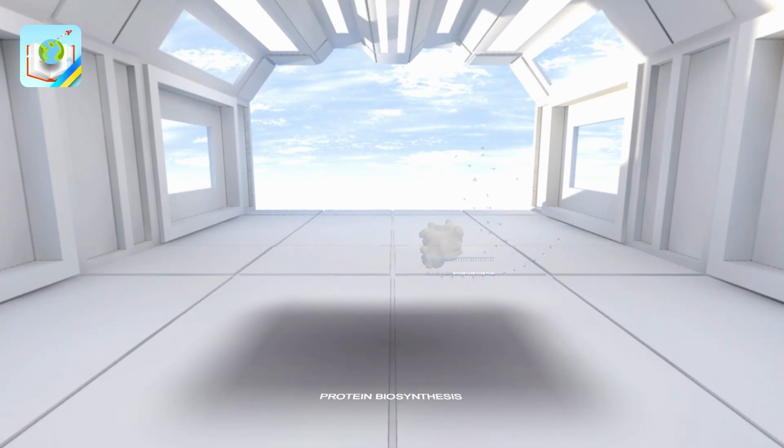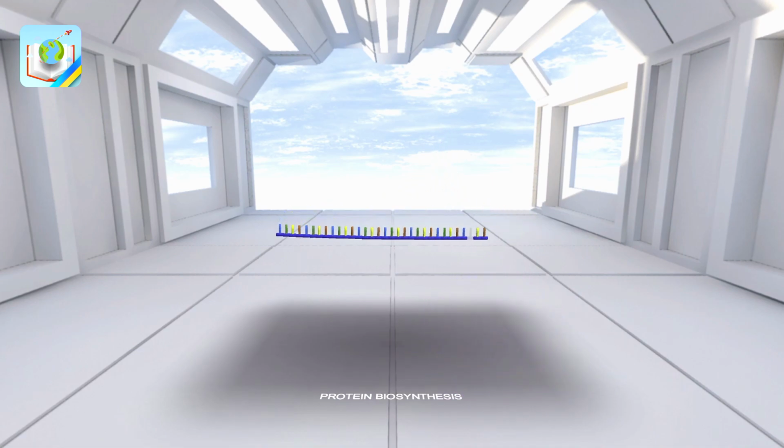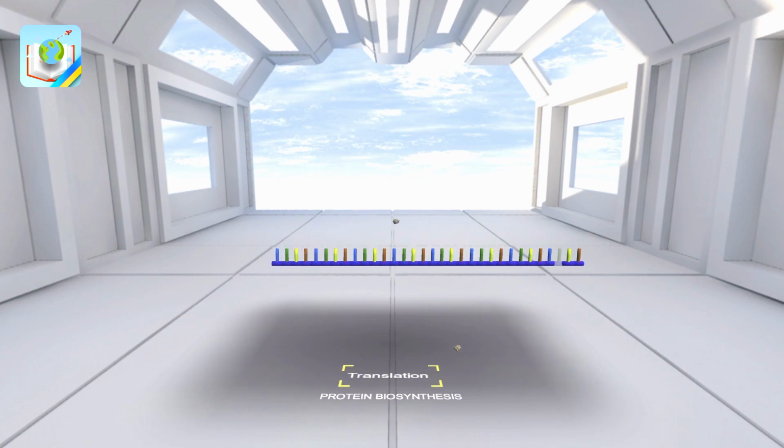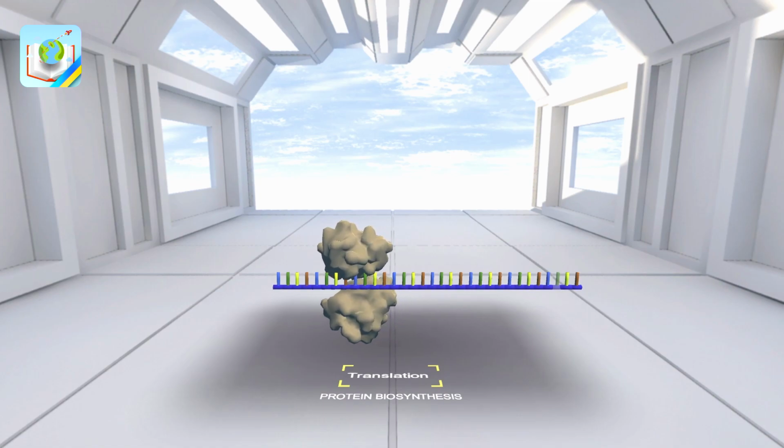Before an mRNA can be used as a template for protein synthesis, it must be processed. This process includes the removal of introns and the joining of exons in the synthesized molecule. Messenger RNA leaves the nucleus and enters the cytoplasm. The gathering of amino acid molecules is called translation. This stage of biosynthesis takes place in non-membranous organelles, the ribosomes.